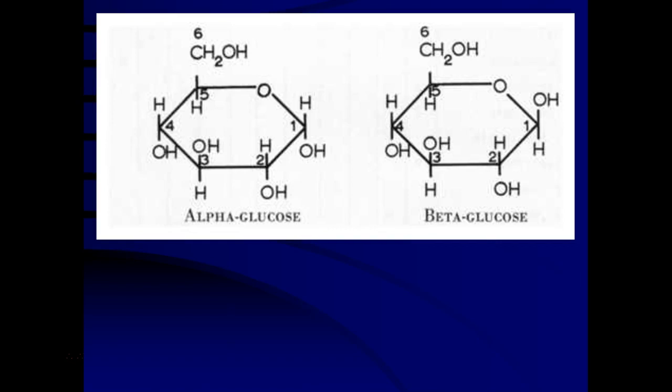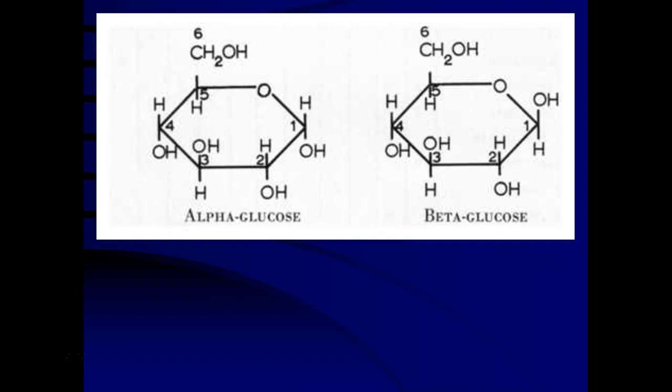Turns out there are two forms of glucose. One called the alpha glucose and one called the beta glucose. Now, if you look at it, you'll notice they look exactly the same, except coming off carbon number 1. In the alpha glucose, we have a hydrogen on top and a hydroxyl group below. So hydrogen on top, hydroxyl group below on carbon number 1.